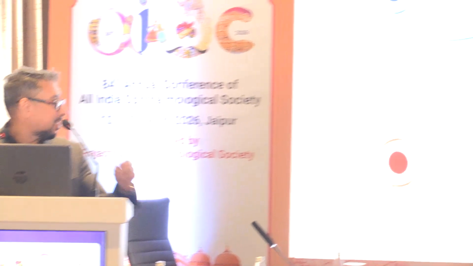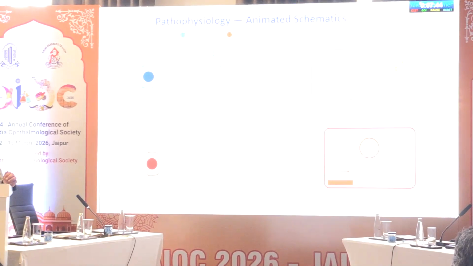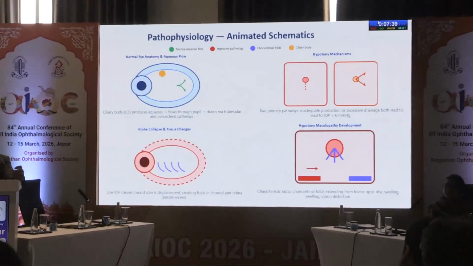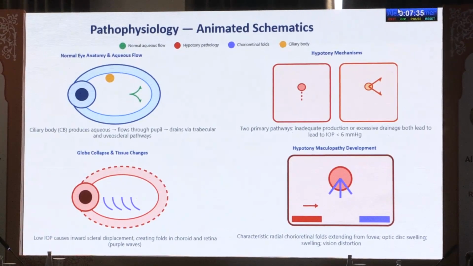So I'm planning to say the same things in a bit more colorful way, basically. As Dr. Mohit has mentioned, it is either increased outflow or decreased production. The changes that happen to the optic nerve include swelling because of the lack of pressure and the lack of perfusion, and that in turn with scleral infolding produces the folds that we see in the condition.